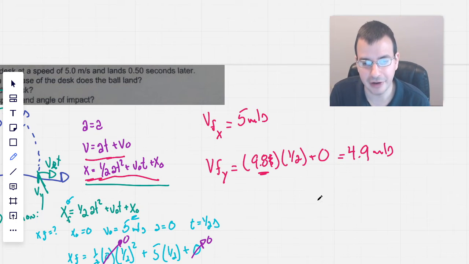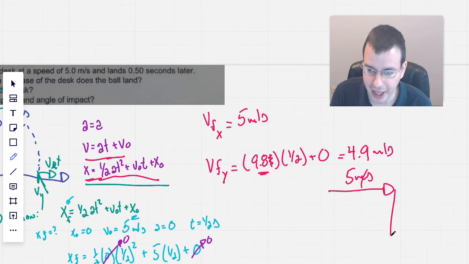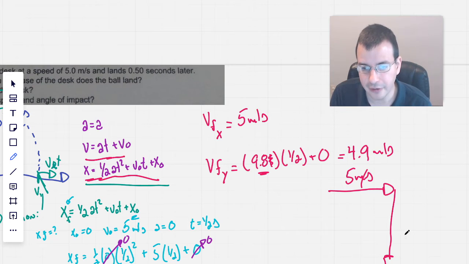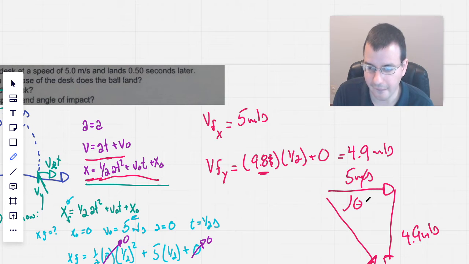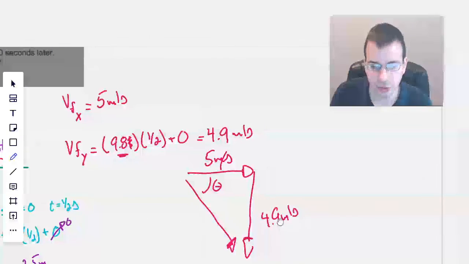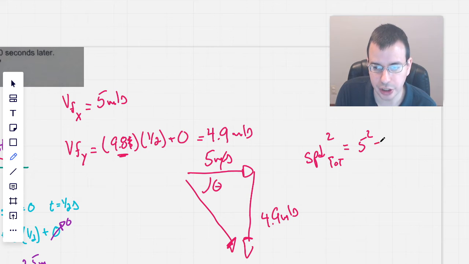Okay, so now we have a triangle that looks like this. We have 5 meters per second going that way, and, adding vectors tip to tail, 4.9 meters per second going this way. Add them together, and so speed total, squared, will be 5 squared plus 4.9 squared.